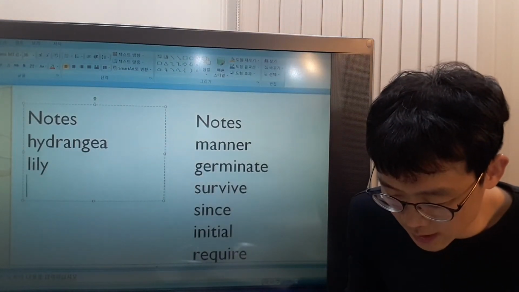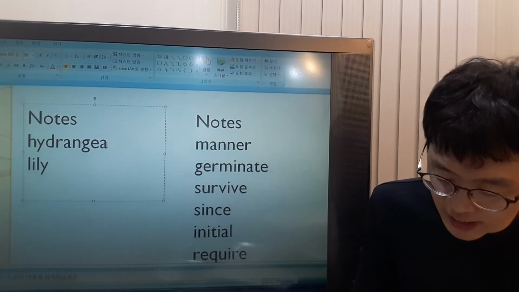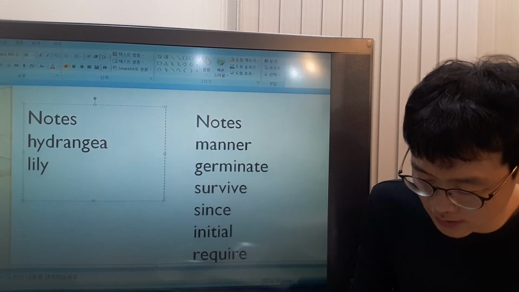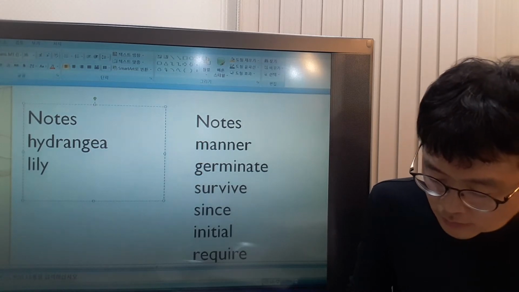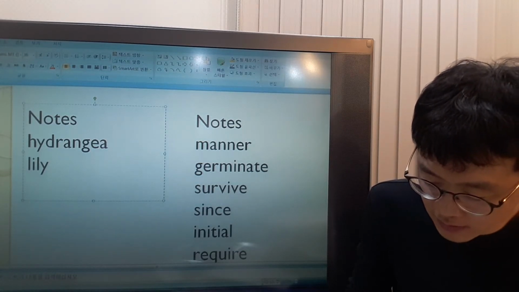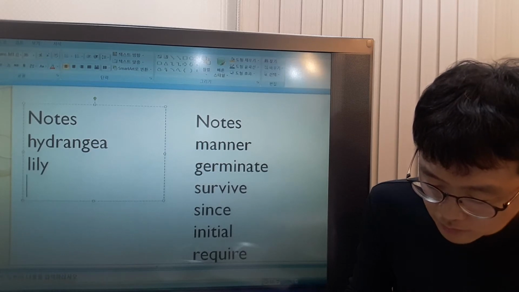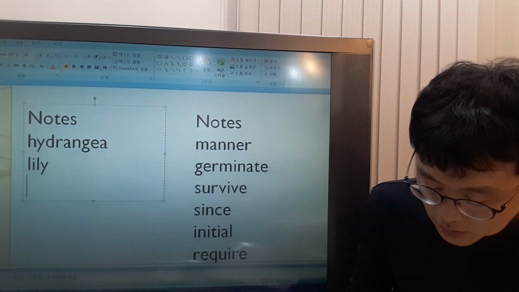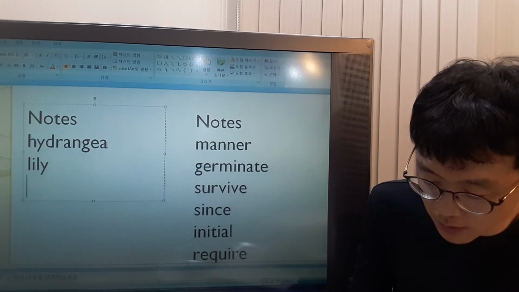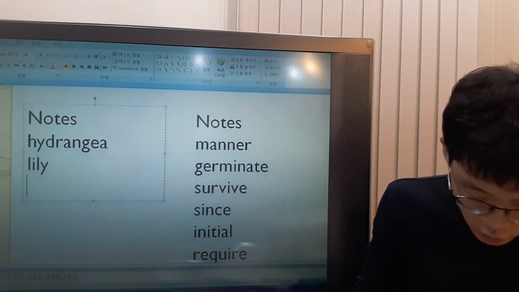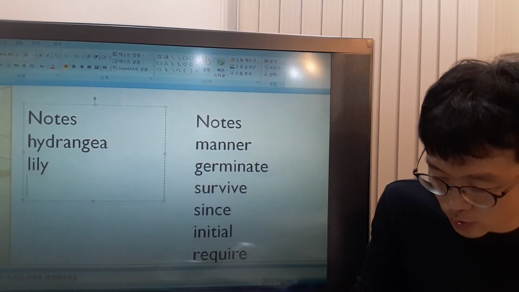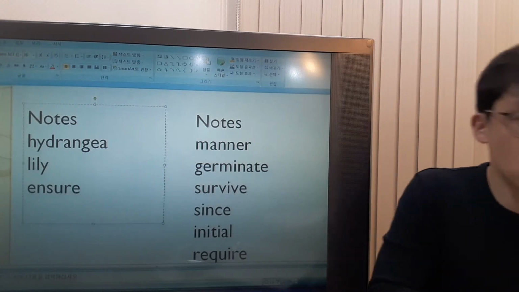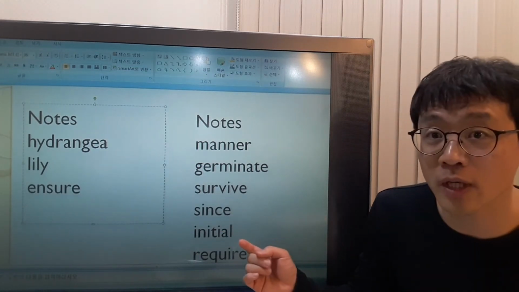Instead, they bloom in summer. That season's hot weather gives them enough time to produce the seeds that will ensure their survival. Okay? So the hot weather gives a lot of time. So blooming in summer is enough. They don't need to bloom earlier. Okay, enough time to produce the seeds that will ensure their survival. What does that mean? Ensure. Ensure means make something sure. Okay.